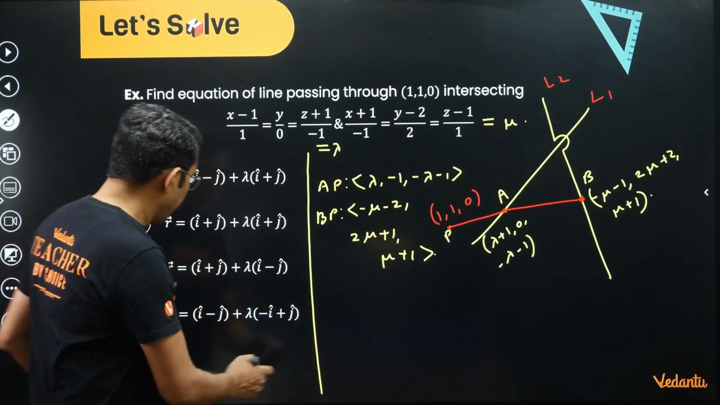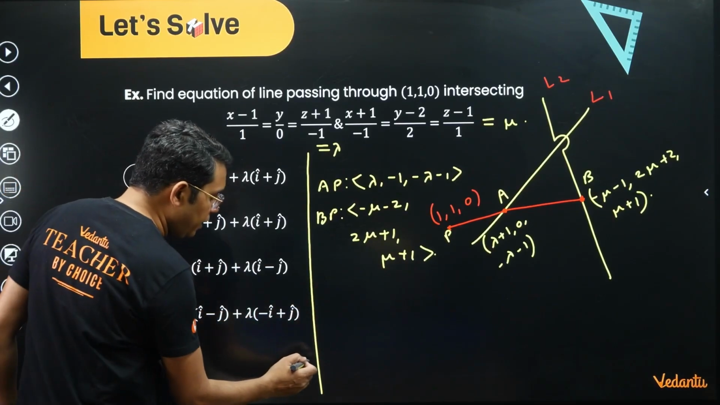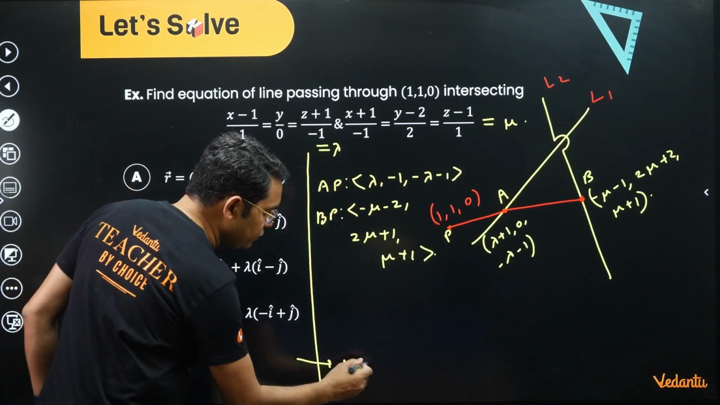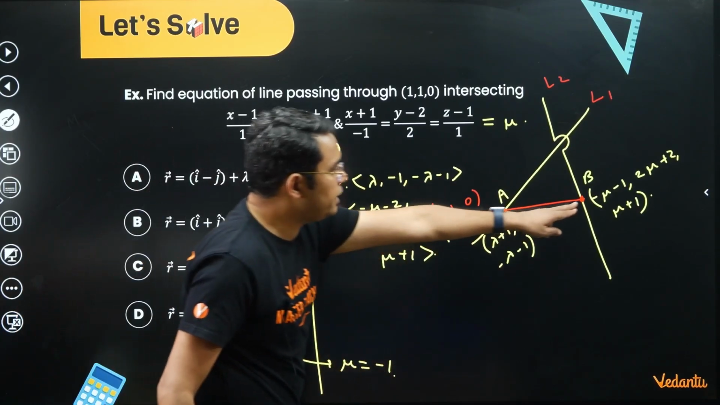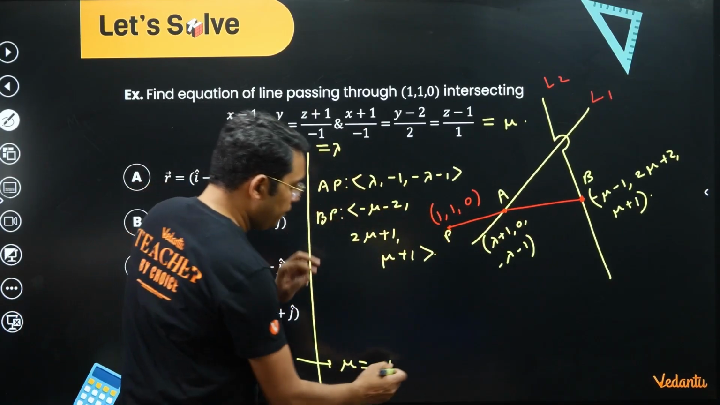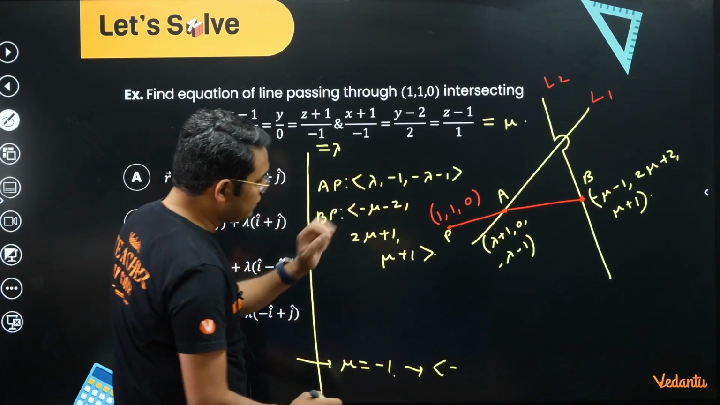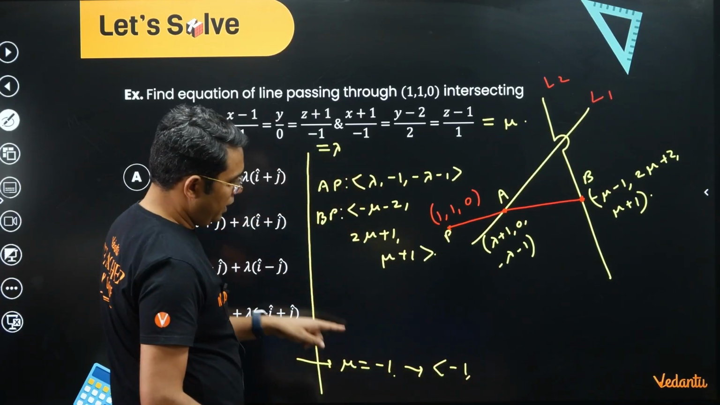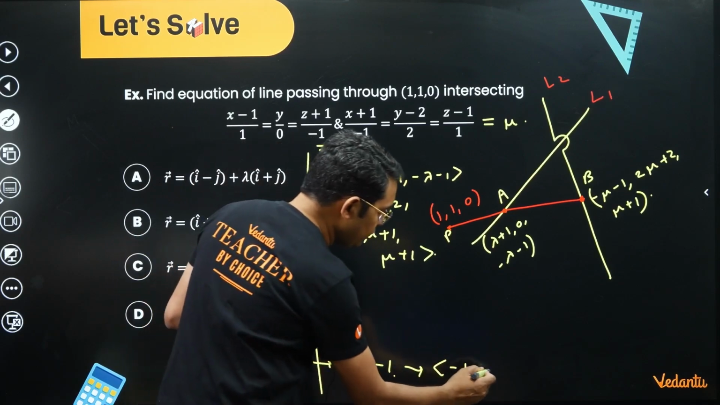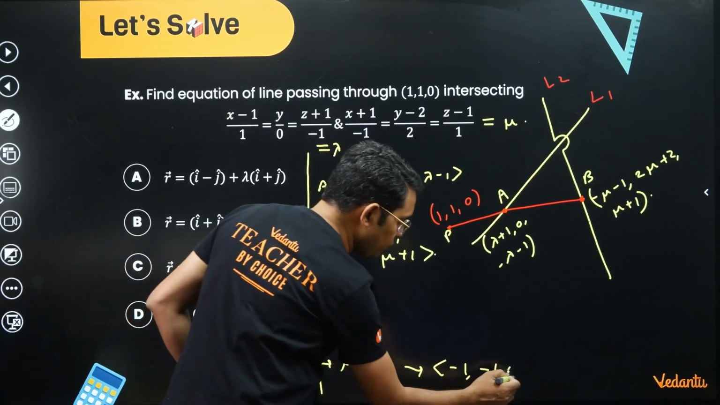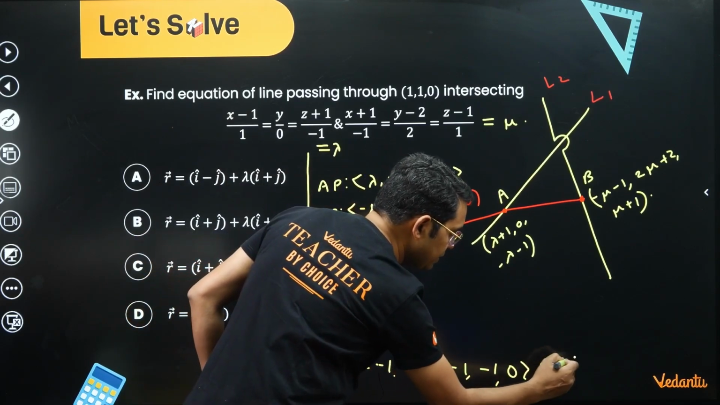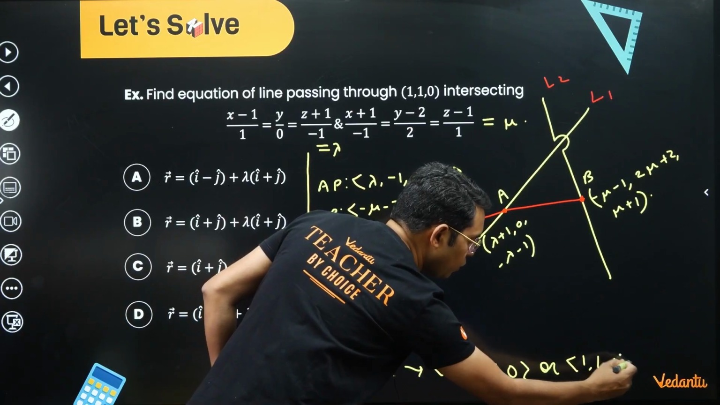So we got mu equal to minus 1. The direction ratio of this line, if I put it here, will be minus 3 minus 1, so plus 1 minus 2, so minus 1 actually, and minus 1 if you put it here, this will be again minus 1, and that will be 0. You can write this as 1, 1, 0 also.